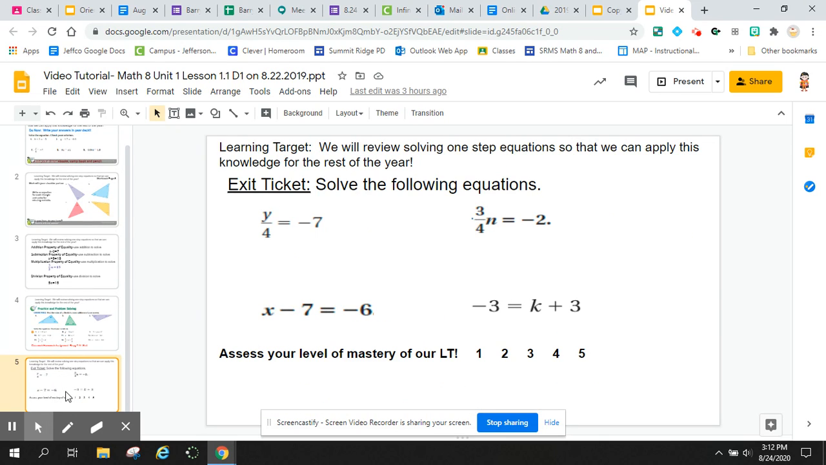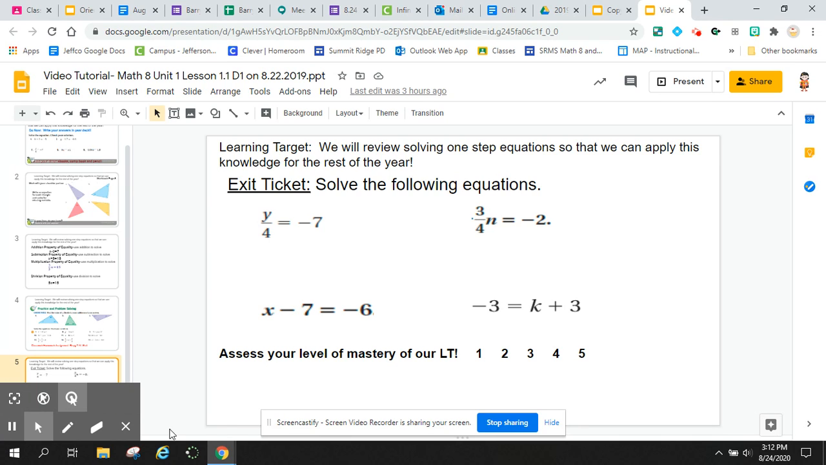Your last slide here, slide 5, is an exit ticket. When I'm giving you an exit ticket, you'll have just a couple of problems to solve, and I would like for you to submit them. Take a picture of your work on a loose leaf sheet of graph paper and submit it through Google Classroom if it's on a sheet of paper, but if it's a Google form, I will give you the multiple choice answers, and you have to tell me what the answers are.